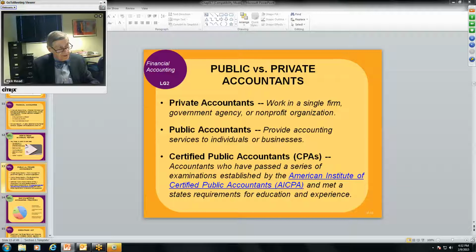The examination that is underwritten, for lack of a better term, by the American Institute of Certified Public Accountants is very difficult. A lot of people do not pass it the first go around. And I think you're allowed to take it up to 3 times before you either can't take it again or you have to go back and get additional schooling of some kind.